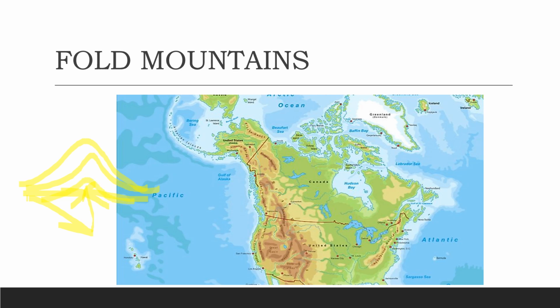And this is how the Rockies are formed. This is how the Himalayas are formed. Various types of mountains are formed by this process, folding and faulting.